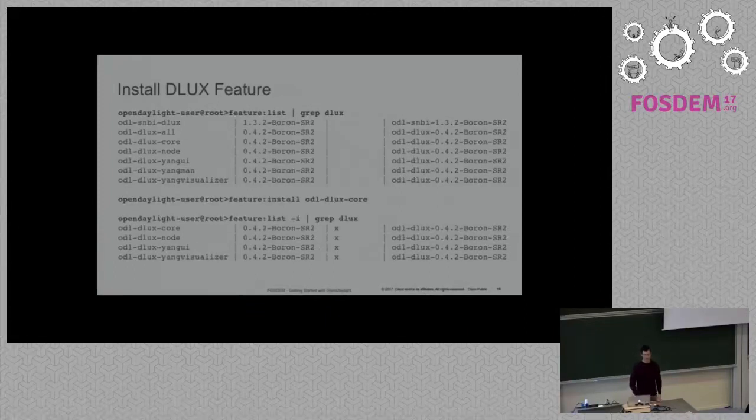So in the example here, I'm showing, well, if I wanted to figure out how to turn on the DLUX feature, install it, how would I go about doing that? I use that feature:list command and just grep for DLUX, and it'll show me all the things that contain DLUX. In this example, I installed DLUX core, which gives me the minimum set. I could have also done DLUX all, which would have installed a few more things. And then after running that command, if I do a feature list again, I can see that I got all the core parts of DLUX installed.